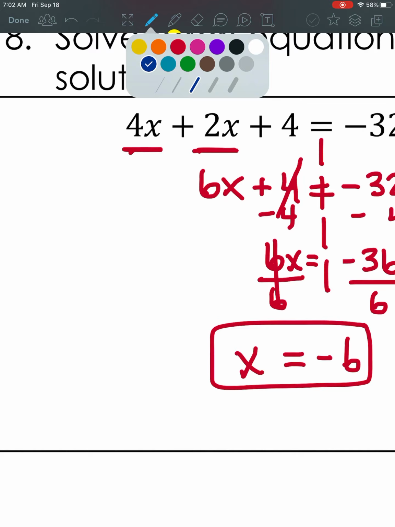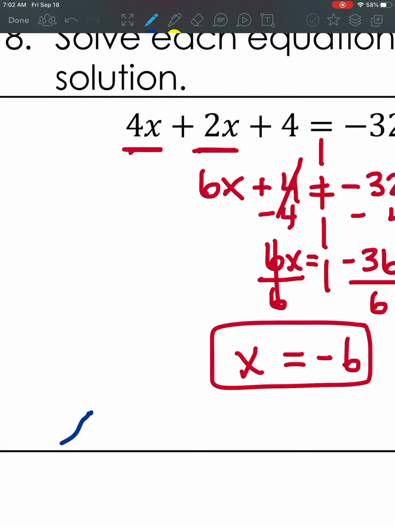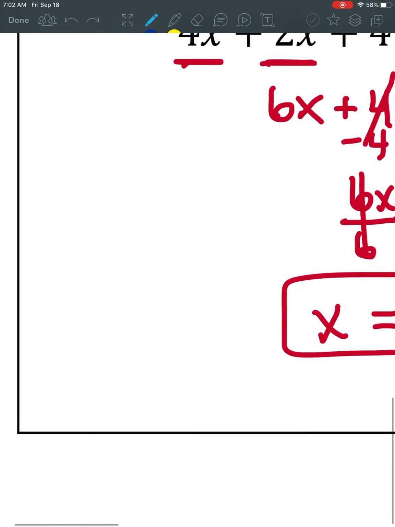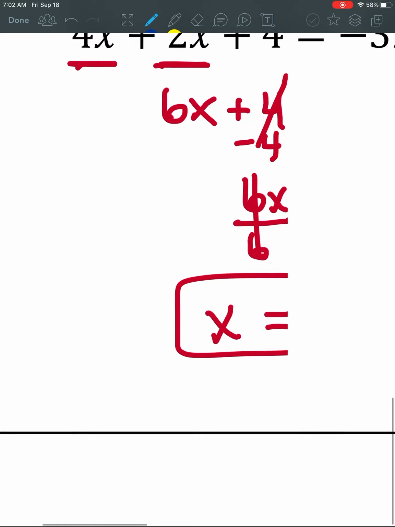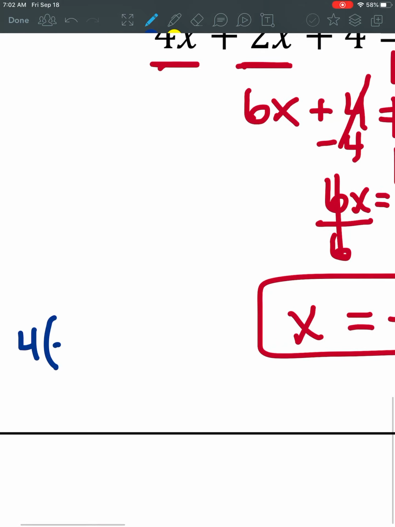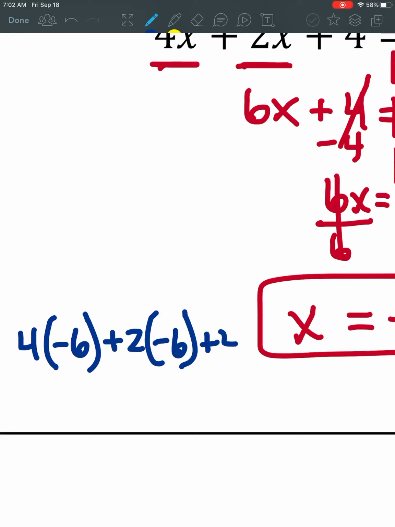Okay, now to check our work for this, excuse me, I had a sneeze there. So 4x plus 2x plus 4, so we go back to the original equation and we do 4 times. We've got our answer, x is negative 6, and then plus 2, we replace the x again, and then plus 4, and we solve this using order of operations.